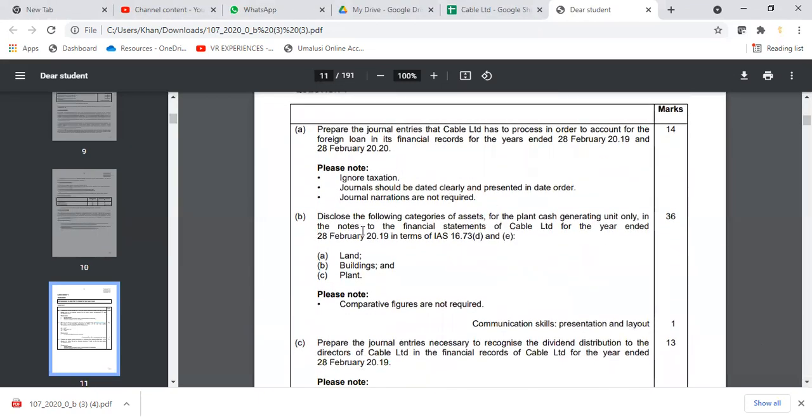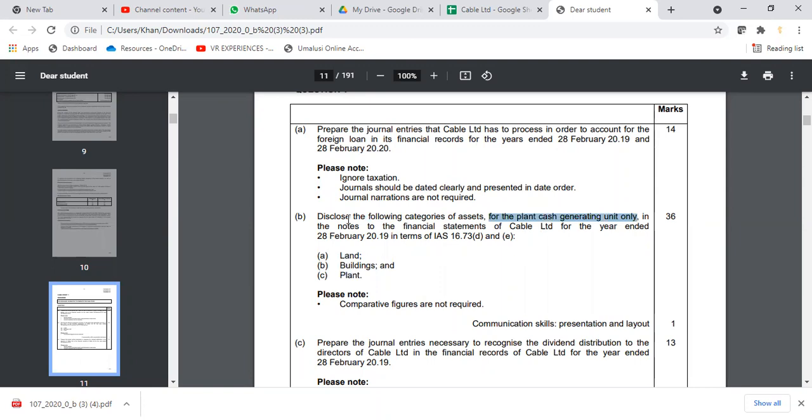So here we have part B: disclose the following categories of assets. What are the categories? Land, buildings, plant, for the plant cash generating unit only. So that's important: for the plant cash generating unit only.